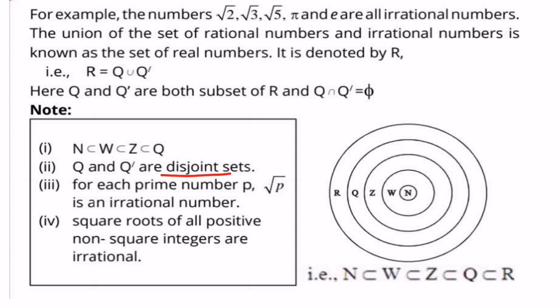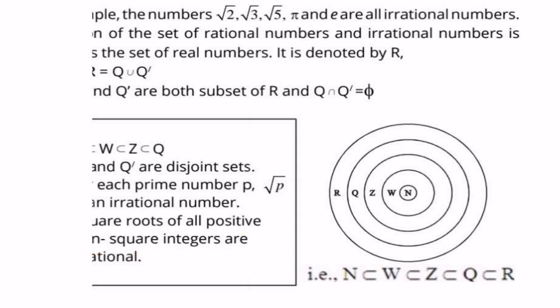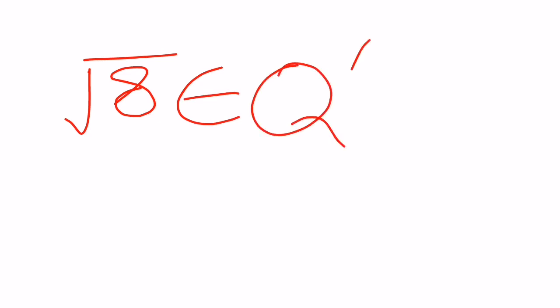disjoint. For each prime number, if we consider 2, square root 2, means the square root of a positive prime, will belong to irrational numbers. Square roots of all positive non-square integers are irrational numbers. For example, we consider 8. 8 is not prime, but it is positive and not a perfect square, so the square root of 8 will belong to what? Irrational numbers.